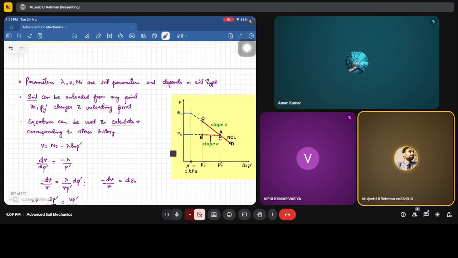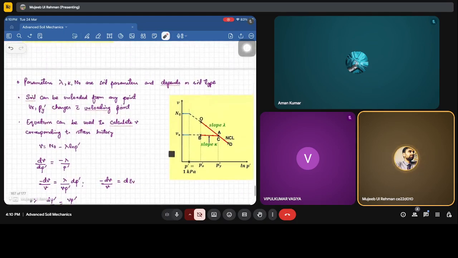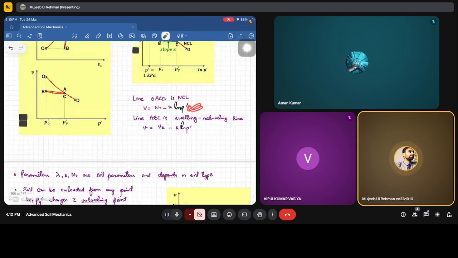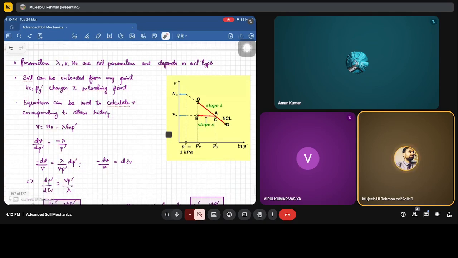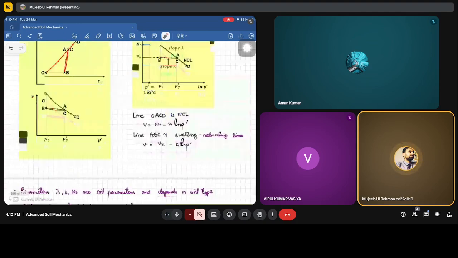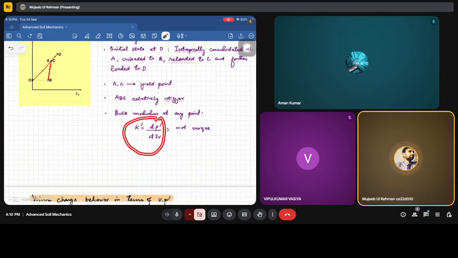Now, for relating the specific volume to the stress history, we know this equation: v = n naught minus lambda ln p'. Now, if we differentiate it, the differentiation of ln is 1 by p'. So dv/dp' is equal to minus lambda divided by p'. So dv/v is equal to minus lambda by (v p') dp'. We are simply multiplying both sides by v, because we want to arrive at the equation where we can replace this whole term with K'.